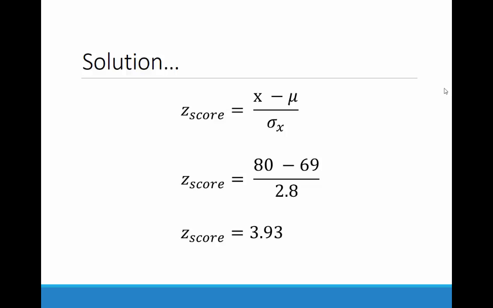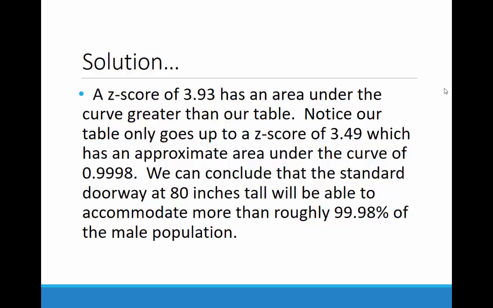Then we're going to look that up in the table in order to see that a z-score of 3.93 has an area under the curve greater than our table. Notice our table only goes up to a z-score of 3.49, which has an approximate area under the curve of 0.9998. We can then conclude that the standard doorway at 80 inches tall will be able to accommodate more than roughly 99.98% of the male population.